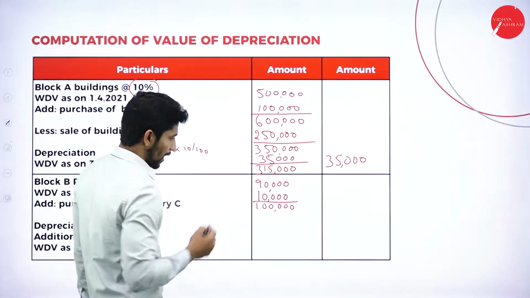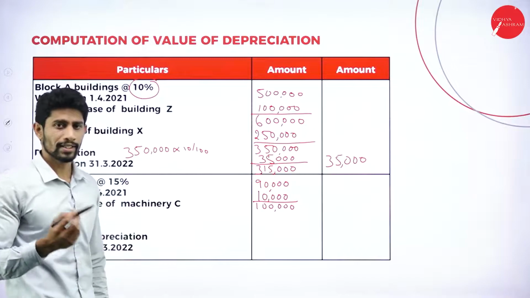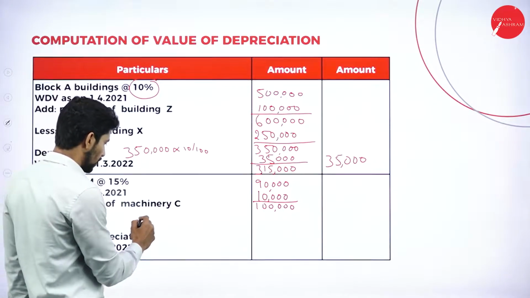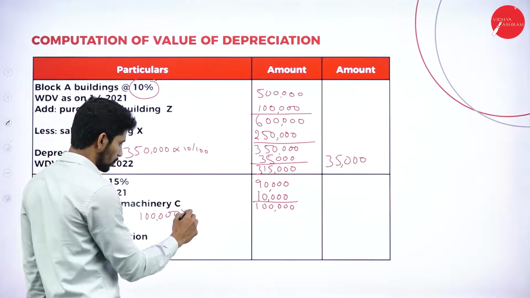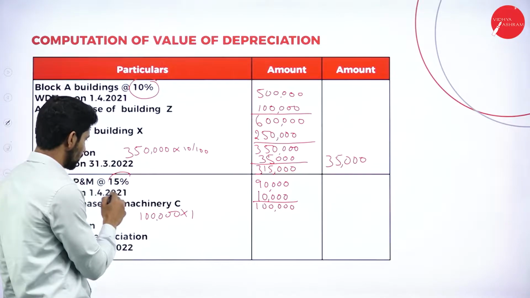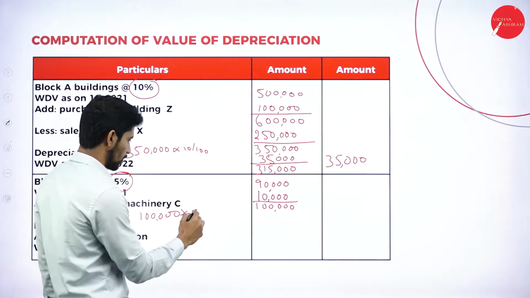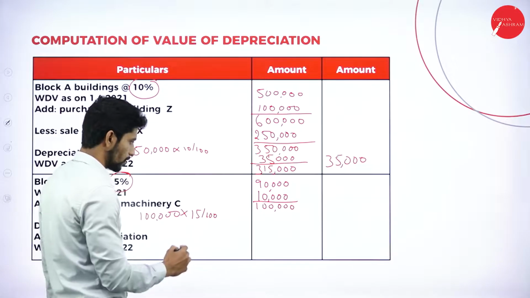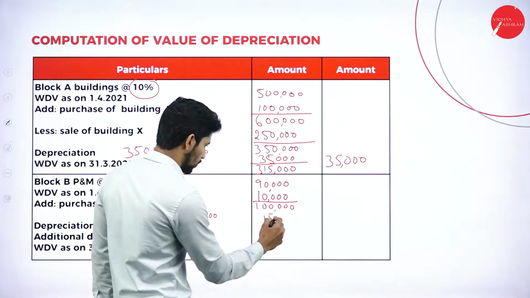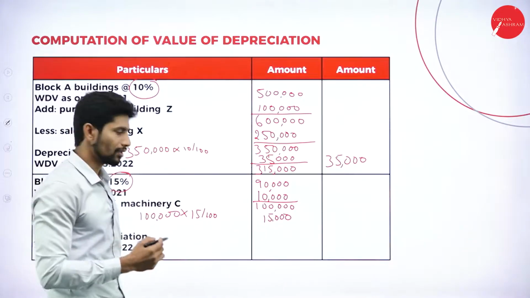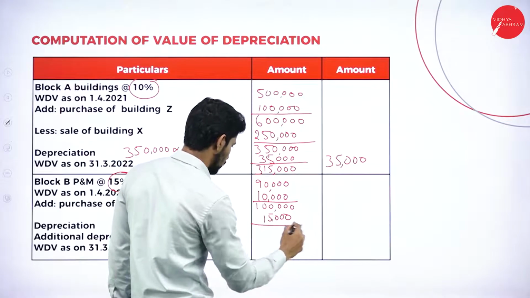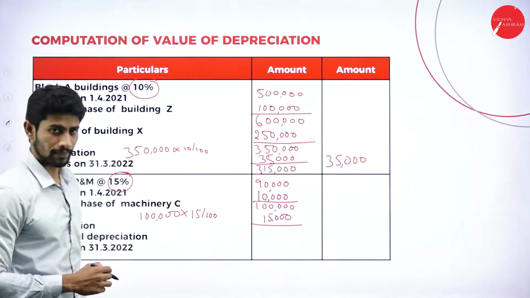So on this 1 lakh rupees, now we are supposed to calculate the depreciation. So 1 lakh into, what is the rate of depreciation here? 15%. So how much we will get? Rupees 15,000. Okay, we will get rupees 15,000. So deduct 15,000, the balance we will get.